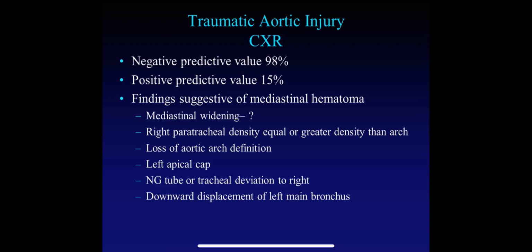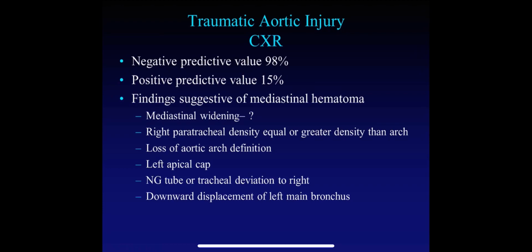Several findings have been described radiographically to suggest mediastinal hematoma. Mediastinal widening is the classic finding. However, there's really no precise way to define this, and most often apparent mediastinal widening is due to low volumes, vascular congestion, mediastinal fat, or just related to the AP technique of the chest radiograph.